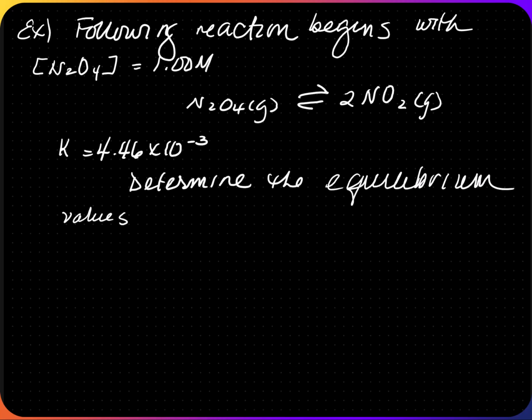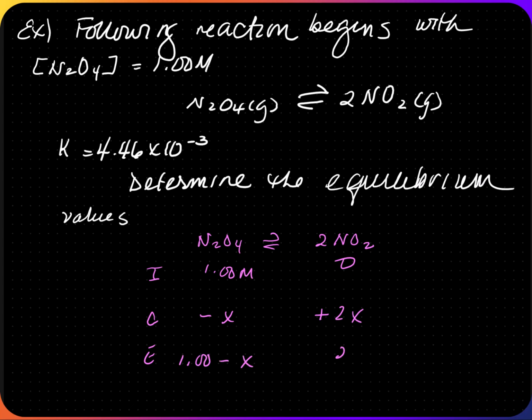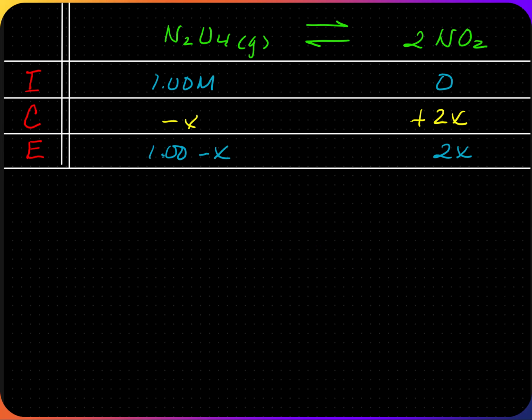First thing I need to do is set up an ICE table. So N2O4, 2NO2. The initial concentration is 1.00 molar. This is 0, minus x, plus 2x. Equilibrium is the addition of I and C, so it's 1.00 minus x, 2x. Here I just rewrote the values in the previous slide in a table format so it's easier for you to see. We're looking for x because we want to find the equilibrium concentration.